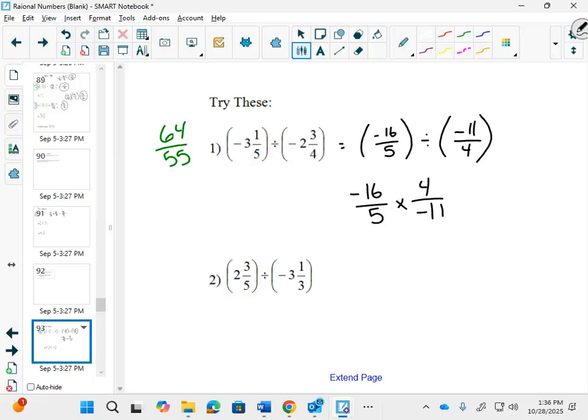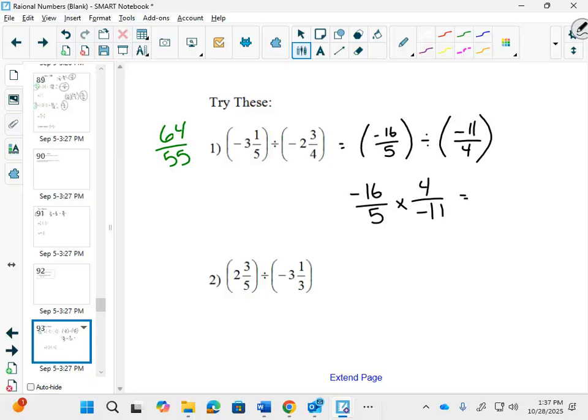And now that you're multiplying, if you see anything on the diagonal you can simplify, you could. But there's nothing in this one. So we turn both mixed numbers into improper fractions.